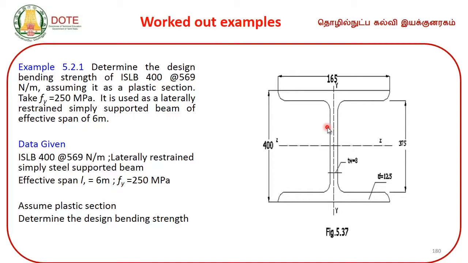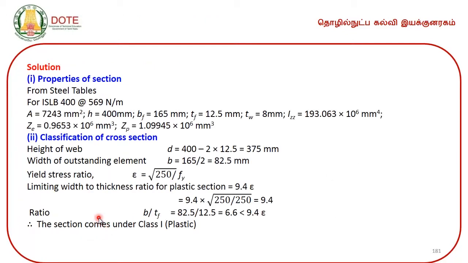depth 400 and its self weight 569 Newton per meter. Also we are given a clue that we have to assume the section as a plastic section. Now, these are the data given. Assuming the given section as plastic section, first step is to write down the properties of the given section, rolled section, from the steel table.